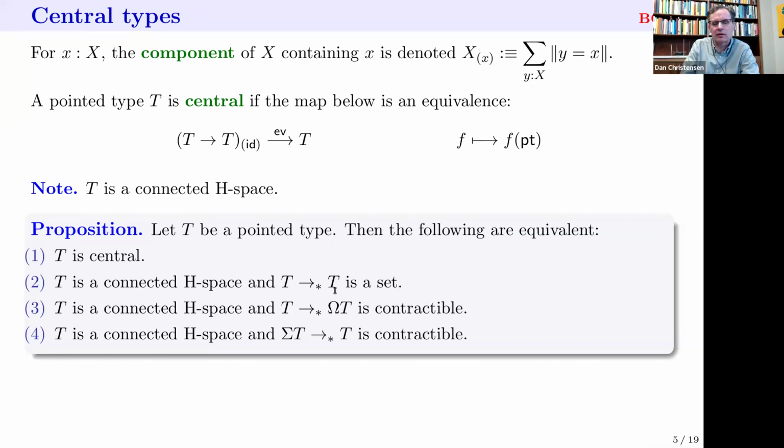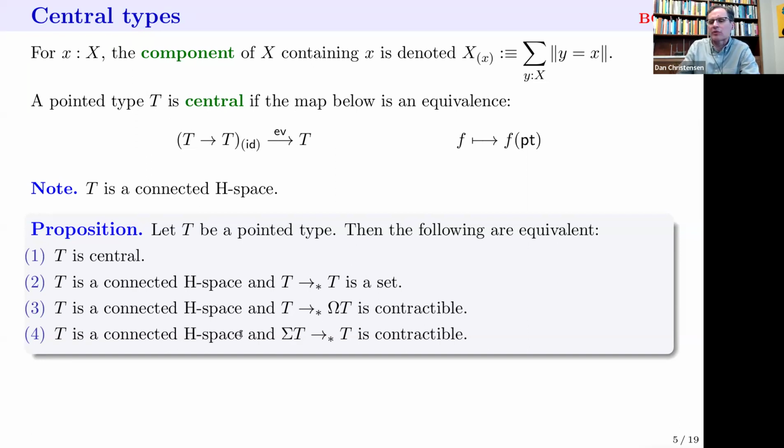If this is a set, then each of the components is contractible. In particular, the fiber of this over the base point is contractible. And that gives us that 1 and 2 are equivalent. The rest are even easier because this is the loop space of this. The loop space of a pointed mapping type is the pointed mapping type into the loop space. So this being a set will tell us that its loop space is contractible. And here we just have the suspension-loops adjunction, giving us that these types are equivalent.